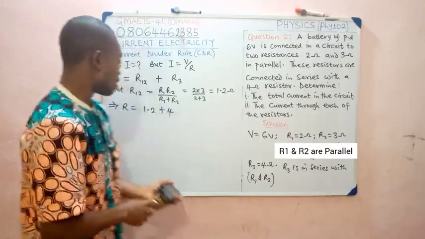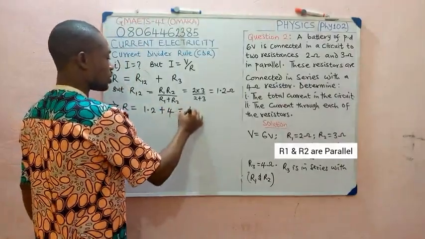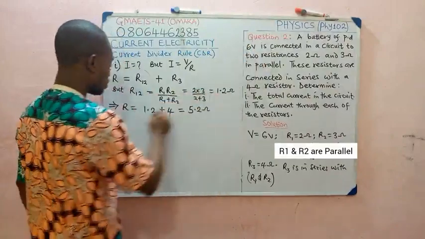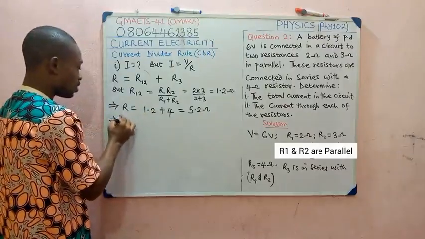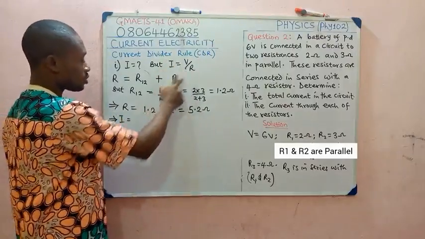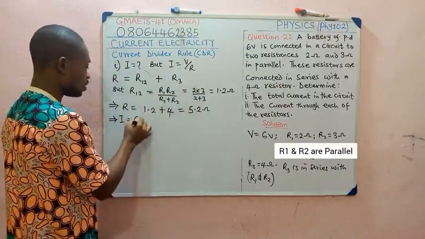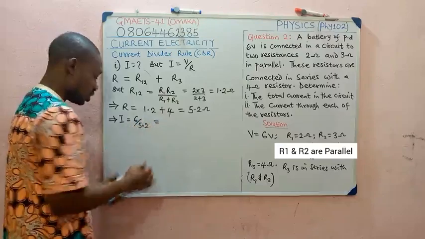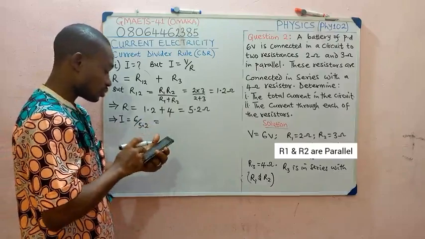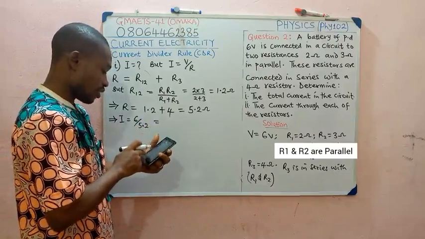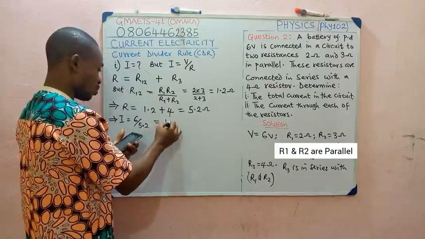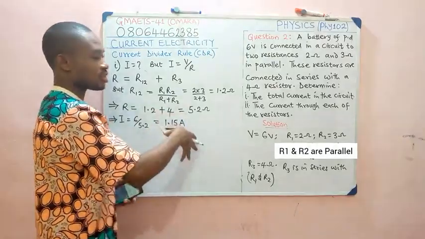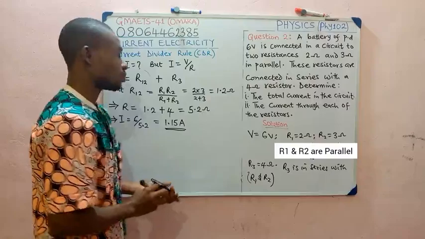Is that okay? So let us do this. If you add these two, this is going to give us 5.2 ohms. So this is the total resistance in this circuit. It implies that current is equal to total voltage divided by total resistance, and the voltage is 6. We're going to divide it by total resistance, which is 5.2. Working on this, 6 divided by 5.2, and then we have 1.15 amps. So this is the total current in the circuit.